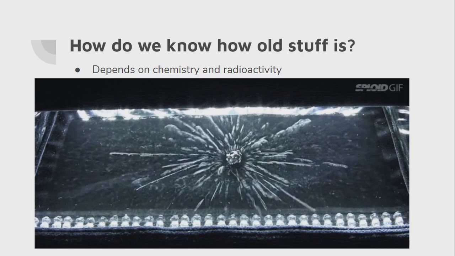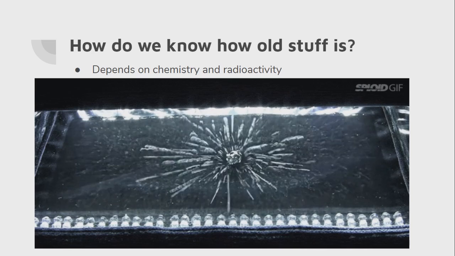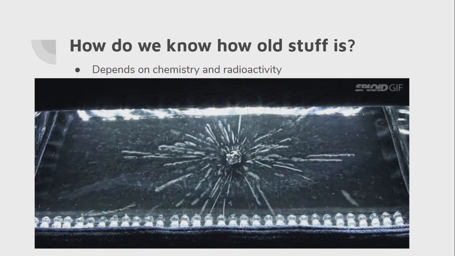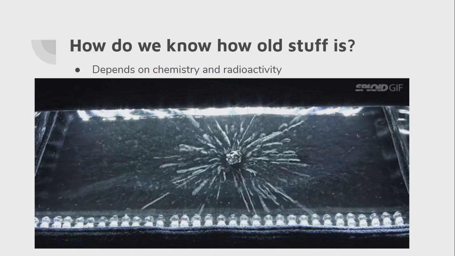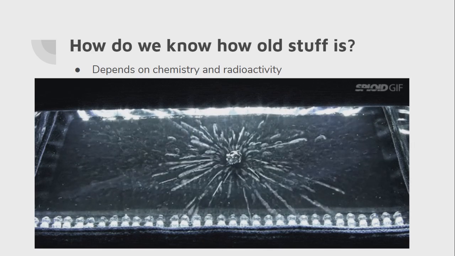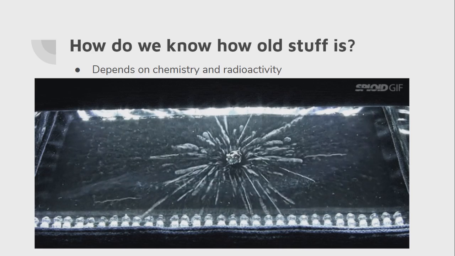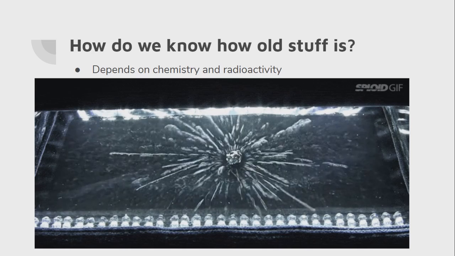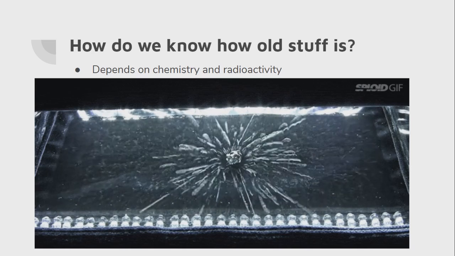All right, so let's get to that question of how do we know any of the stuff that we're going to be talking about today? Or in other words, how do we know how old all this stuff is, like the Earth and fossils and rocks and all this stuff that we find on Earth? Ultimately, it's going to depend on chemistry and a concept called radioactivity. What you see below us is actually a rock of uranium.